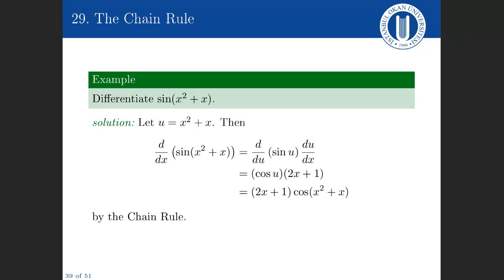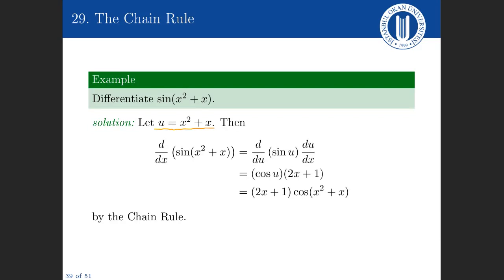Differentiate sine of x squared plus x. The first thing to do is to choose a u. We look at sine of x squared plus x, and we choose our u. For this problem, it makes sense to choose that u is equal to x squared plus x.